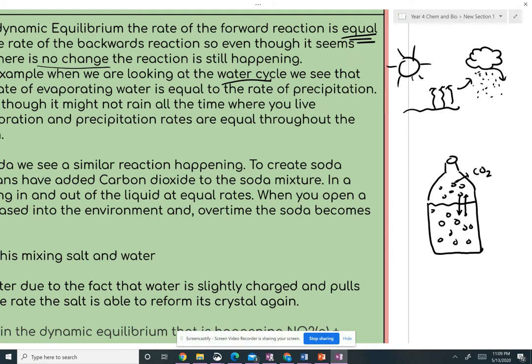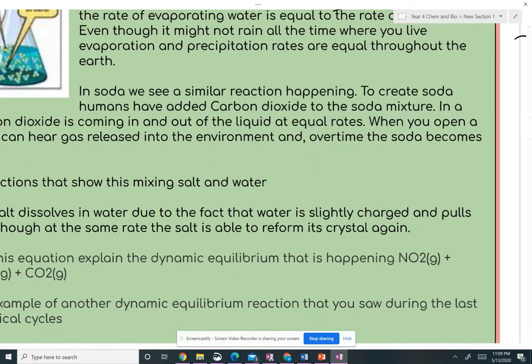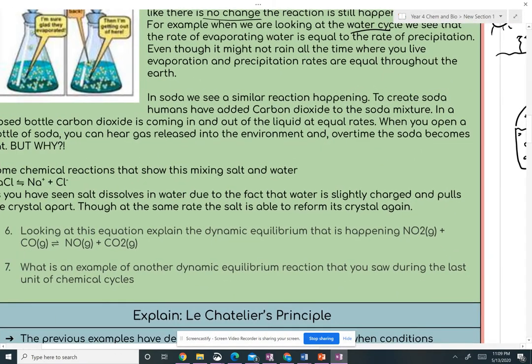When that is happening at the same time, it doesn't look like anything is going on in the soda, but some of it is released into the environment and some of it is dissolving back into the actual soda. But when you actually open the soda, you change some of the equilibrium that you have.